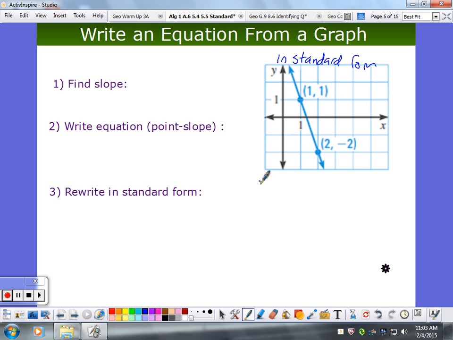y2 minus y1 over x2. Excellent. So there's my slope formula. It doesn't matter, let's make this one the 1s and this one the 2s, right? So y2 minus y1. -2 minus 1 is -3. x2 minus x1. 2 minus 1 is 1. Let's put it in simplest form. What's another way of finding slope? Yeah, what's another way?